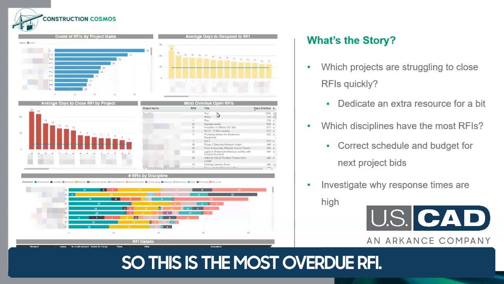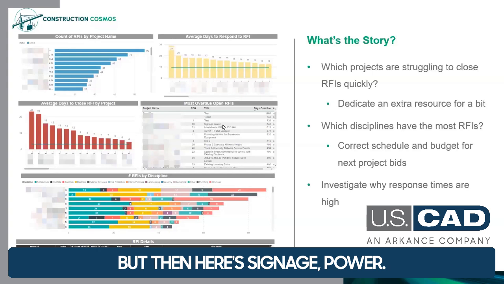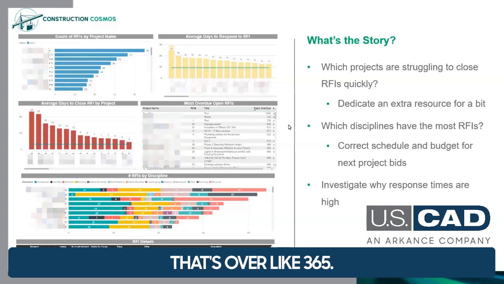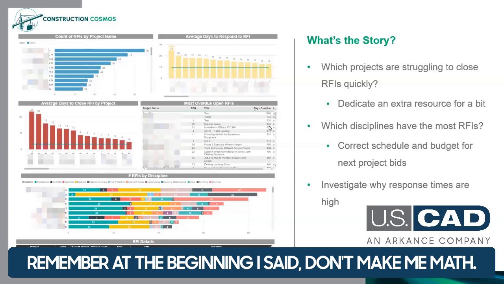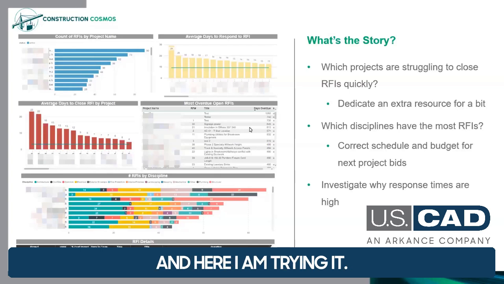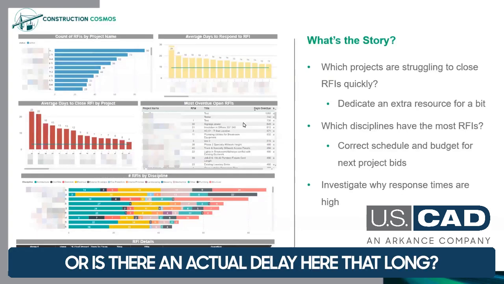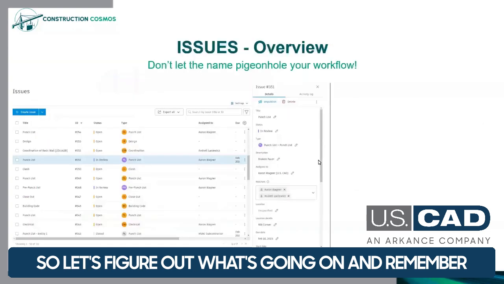So this is the most overdue RFI. Granted, these are just test ones, so we could filter those out, absolutely. But then here's signage power. That's over 300 days in a year. That's over like 365. It's almost 2 years old. I can math. Remember at the beginning I said don't make me math, and here I am trying it. So there's a story there. Did somebody just forget to mark that it was closed, or is there an actual delay here that long? That could be pretty serious. So let's figure out what's going on.